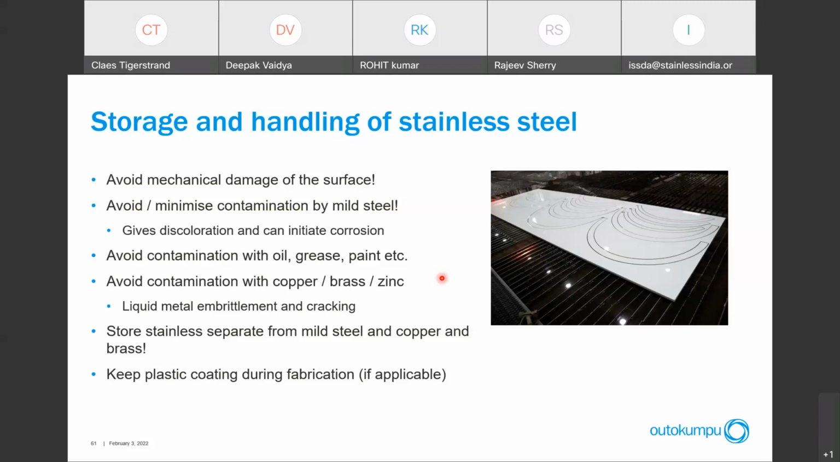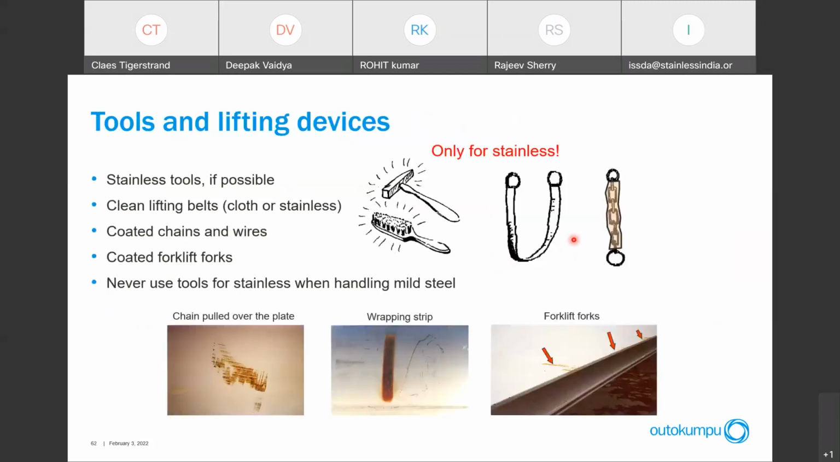If you have a plastic coating, as you see here, keep it as long as possible, because that can protect the surface also during some kind of cutting operations as well, and even fabrication operations, that will protect the surface.